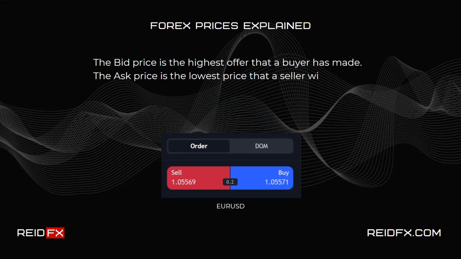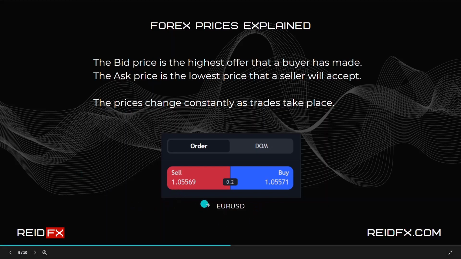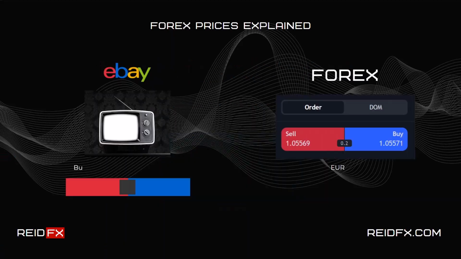Now the bid price is the highest offer that a buyer has made, and the ask price is the lowest price that a seller will accept. And the prices change constantly as trades are taking place in the market. Let's have a look at that. The Forex market is a marketplace just like eBay. So let's use that as an example because most people are familiar with it.